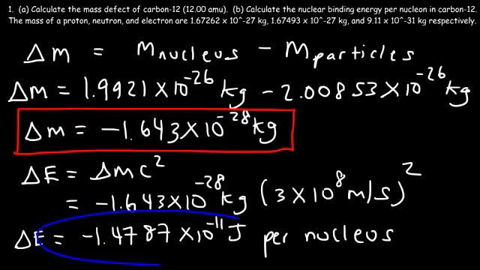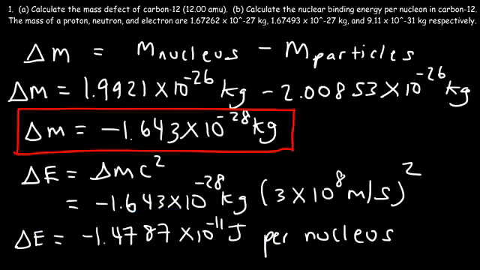Now you might be wondering, why is this answer negative? What this means is that if you take the 6 protons and the 6 neutrons and put them together to form the carbon nucleus, energy will be released since mass is lost. So what really happens is the mass is converted to energy. As those 6 protons and 6 neutrons come together to form the nucleus, that difference in mass was converted into the energy that was released by that process. So that's why it's negative.